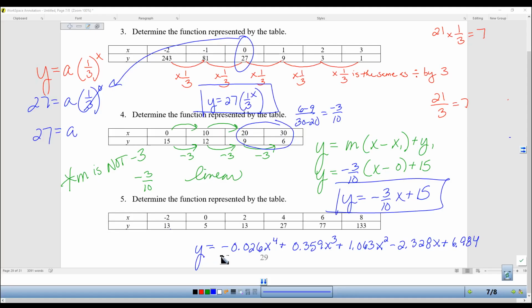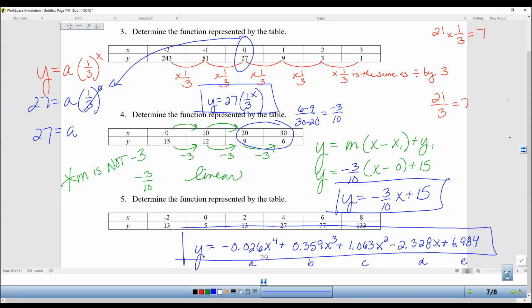So I've written the answer here using the given A, B, C, D, and E that your calculator found. Make sure you put that into an equation.